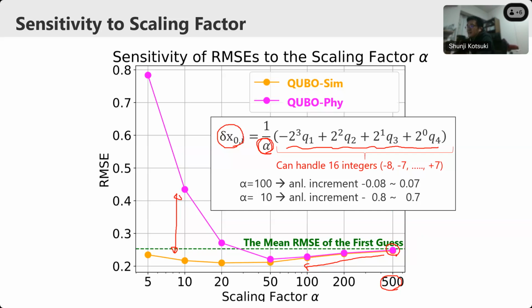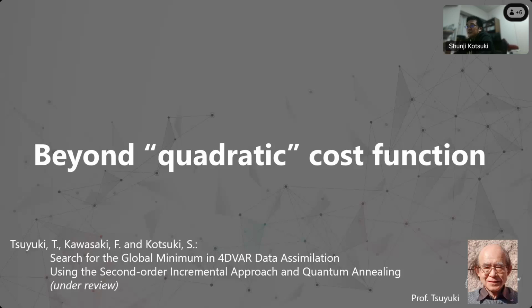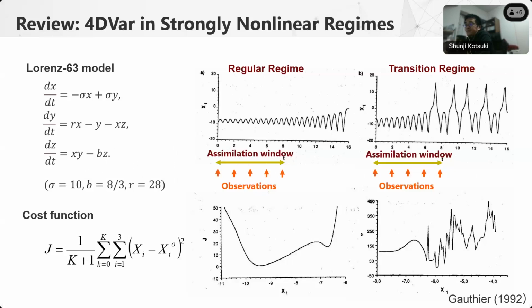So that's the summary of my first part. And for the second topic, we are now exploring and considering the chaotic cost function using quantum data simulation. This manuscript is currently under review, and this research was done by Professor Tsuyuki of our university. We would like to find a better solution for strongly nonlinear 4D-Var.